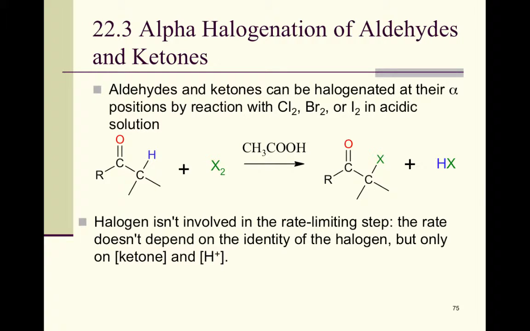Halogen isn't involved in the rate limiting step. The rate doesn't depend on the identity of the halogen, but only the ketone and the acid. This is why iodine, which usually doesn't like to undergo these kinds of reactions, is able to undergo this reaction.